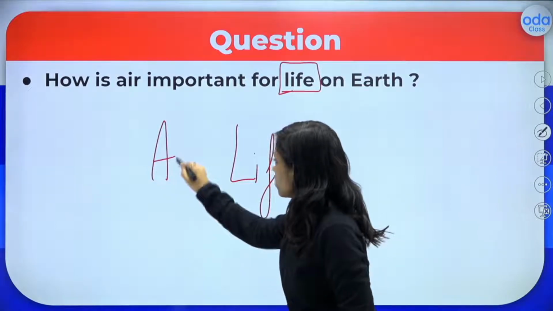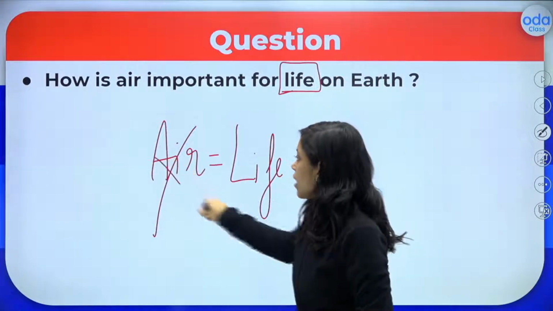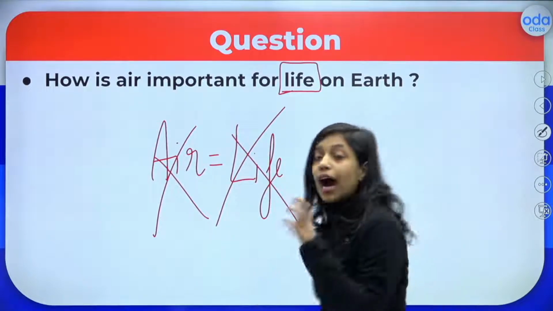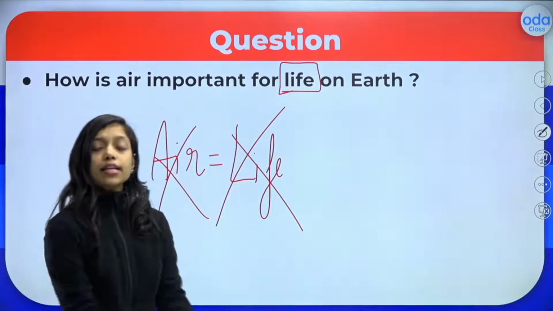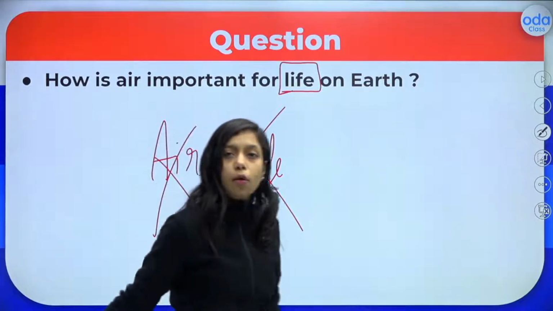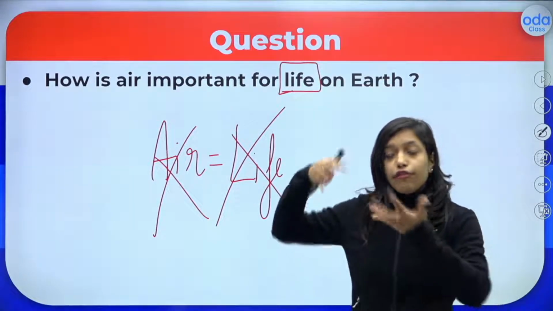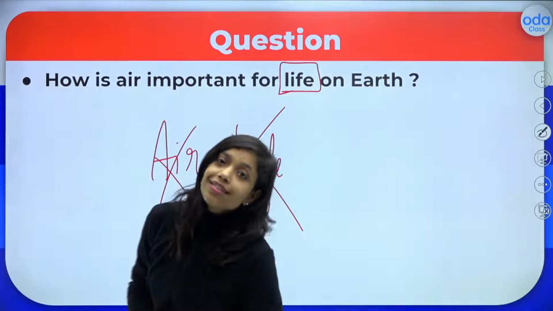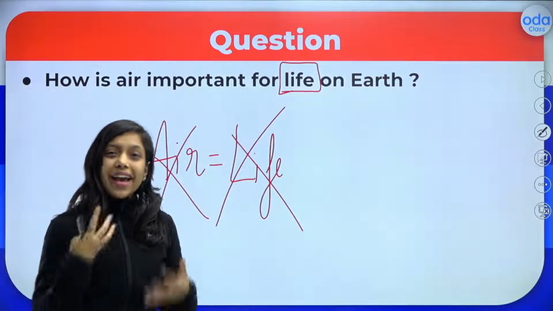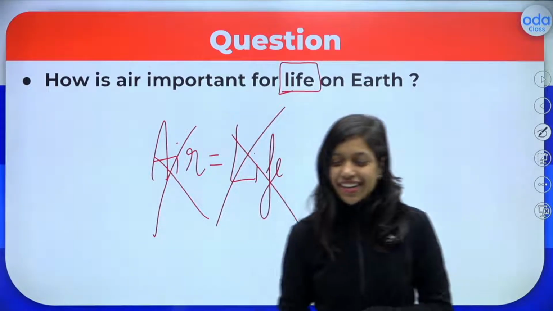According to this question, with air there is life. Air is equal to life. If air is not there, life is not there. How can you justify this? Can you answer, anybody? I'll give you 10 seconds. Can you try to type in the comment box why or how air is important for life on the earth? Because earth is a unique planet which has life, but how is air supporting the life? Can you tell me?